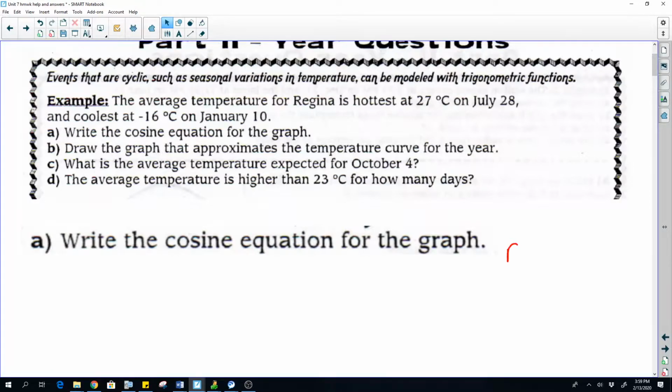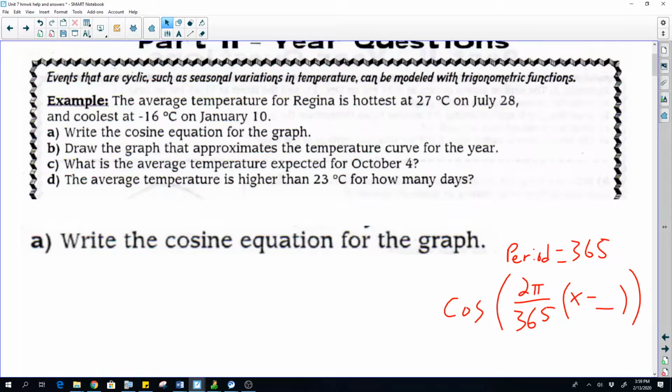And so that means that the period, or the B value, is going to be 365 days. So that's 2 pi over 365. That's the first thing to denote there, when we're doing our equation of cosine. Then we have something else we have to include, which is the phase shift. We'll go ahead and put that in parentheses as well. We'll talk about that in a bit. So there's the first part.